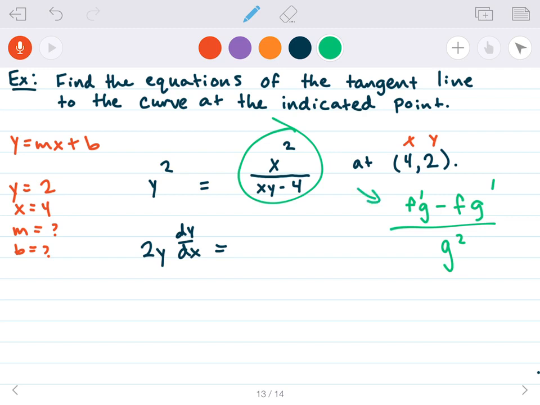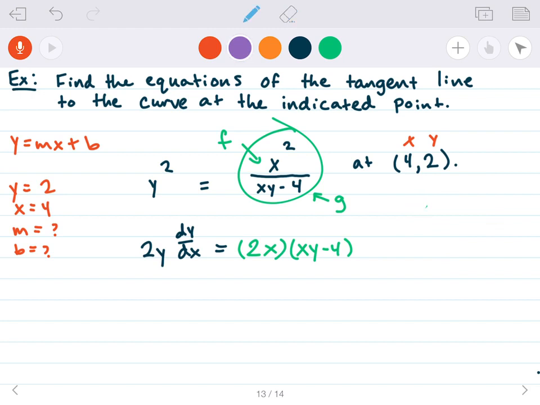So the top in this case is just x squared, and the bottom is xy minus 4. So the derivative of the top is just 2x times the bottom, which is just xy minus 4. Okay, and then I'm going to run out of room. Let's see. I guess I'll just write it over here. Okay, so there's my quotient rule. So I just did this part.